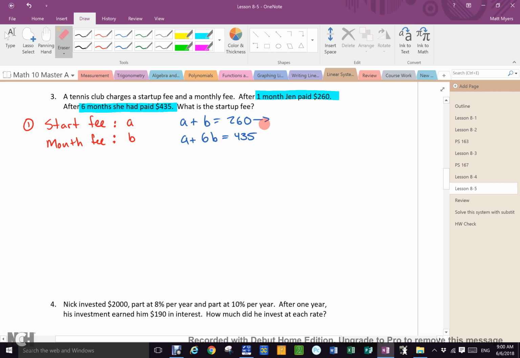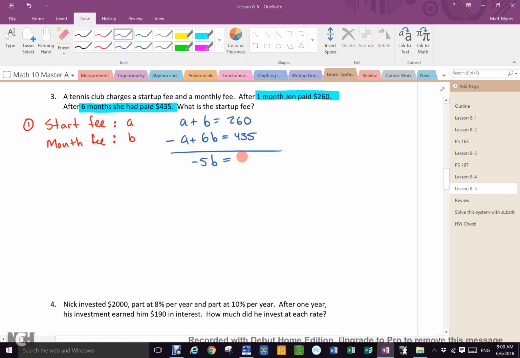But I just did substitution. Hold up. Could I not eliminate A here? How? What would make A fall out? Addition or subtraction? So I could subtract, couldn't I? So A minus A is 0. It's gone. What's 1B minus 6 B's? Negative 5B. Right?